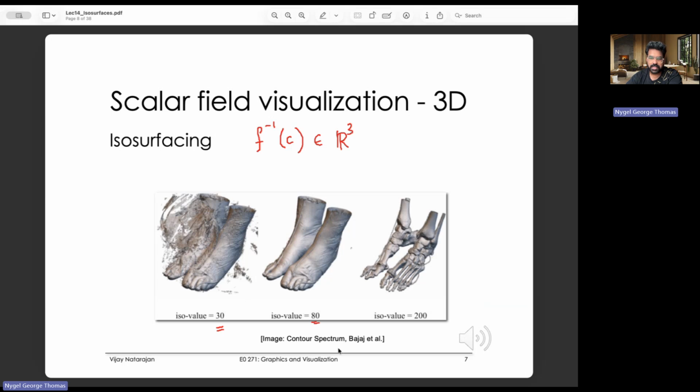In this image, you see something like MRI data, and using isosurface extraction of this MRI data, you can get either the skin of the person for lower iso values, or the skeleton of the bones of the person for higher iso values. This is a very popular way of getting isosurfaces for 3D visualizations. Okay. We'll look at isosurfacing in more detail in the next lecture. Let's conclude this lecture now.